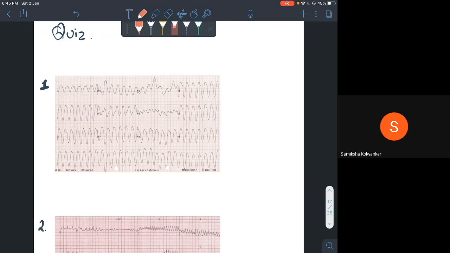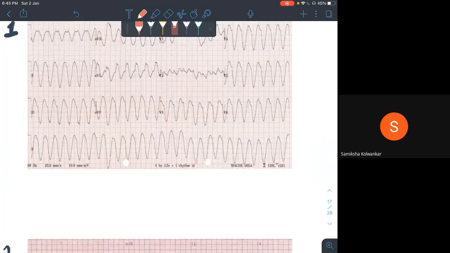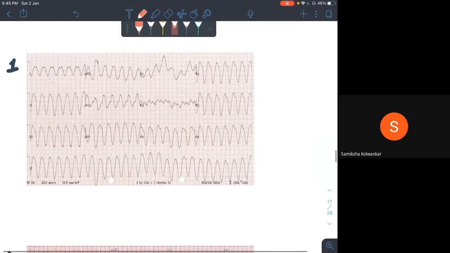Okay, so this is where I need you guys to be involved. If you guys get this, the rest of the lecture doesn't matter, because if you get this, you're pretty much ready, right? This ECG number one, what is the diagnosis? We're just talking about ventricular tachycardias here. I want to know monomorphic, polymorphic, torsades de pointes, ventricular fibrillation. Which one is it?